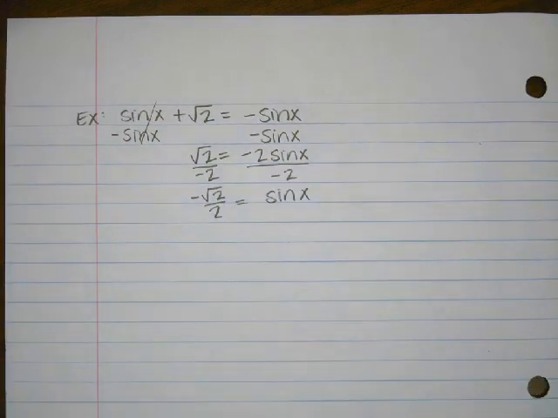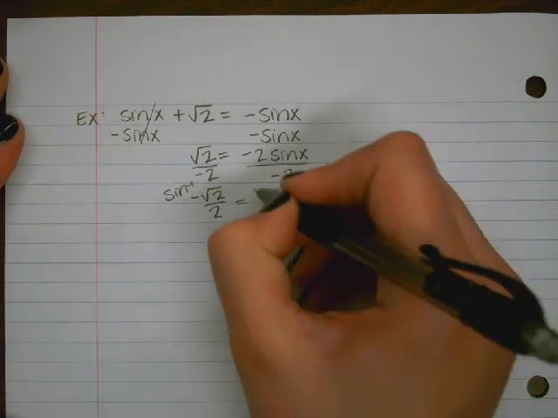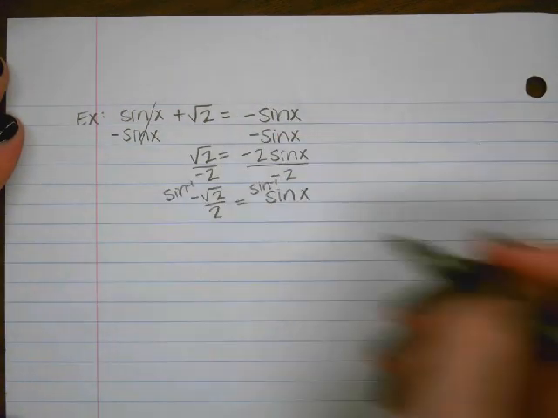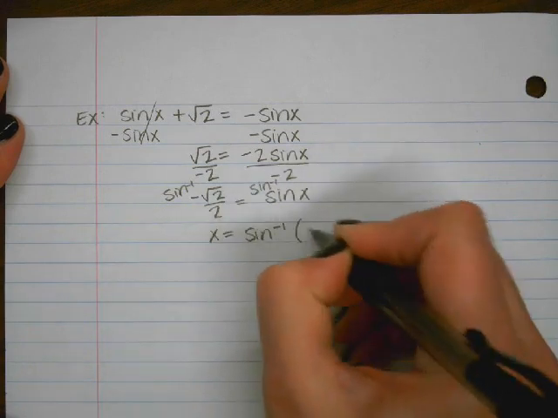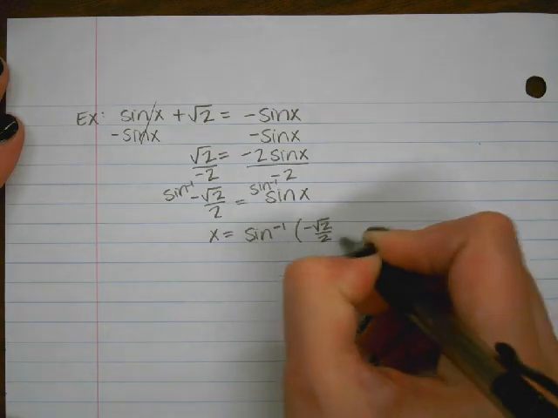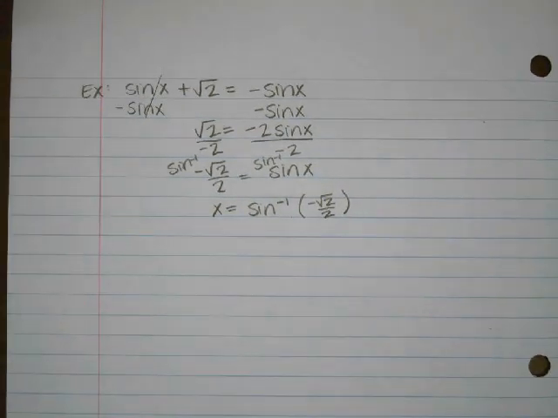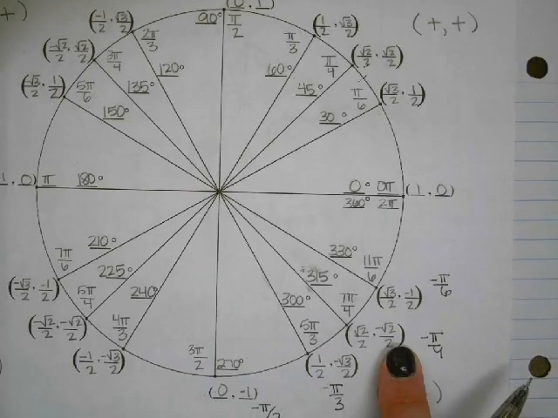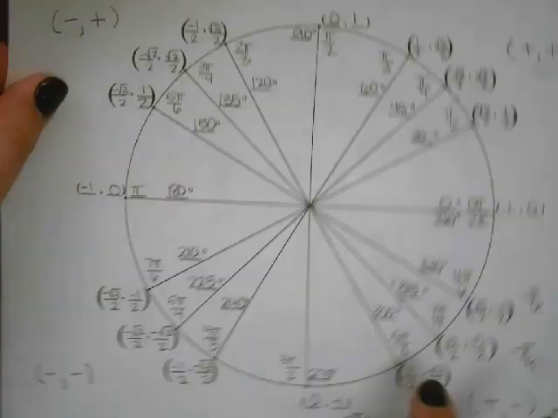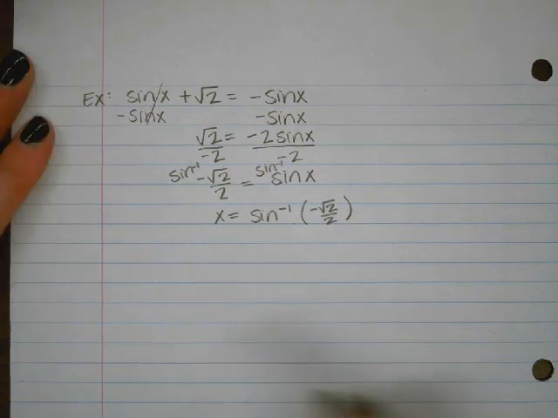Then I'm going to get the x all alone by doing the inverse of sine. So that gives me that x equals sine inverse of negative root 2 over 2. So I'm trying to find on the unit circle all the places where the y-coordinate is negative root 2 over 2. And so I can see that that's here at 7 pi over 4 and 5 pi over 4. Oh, I forgot to finish my instructions.